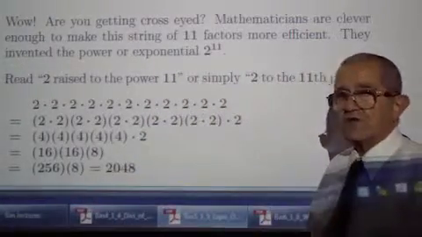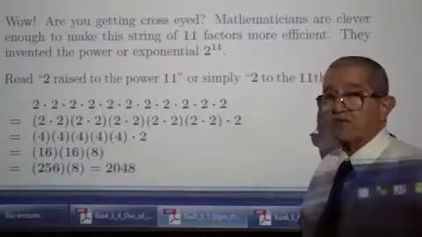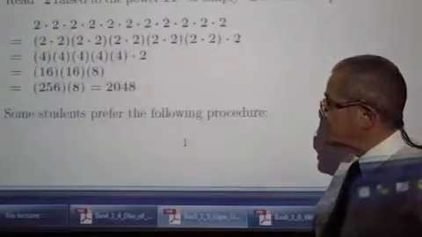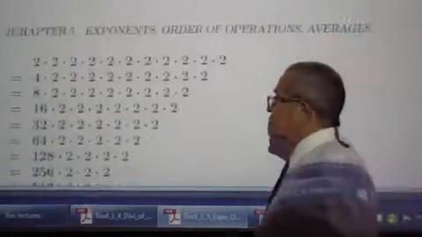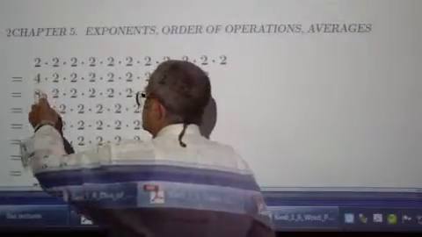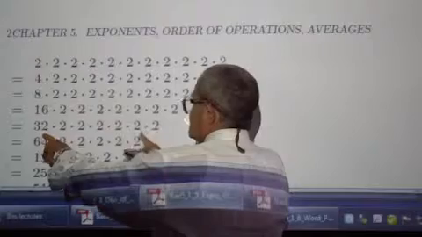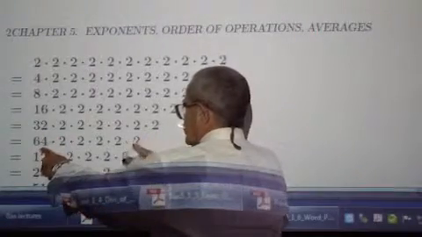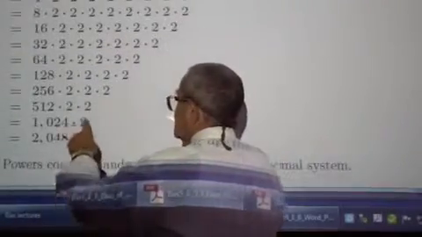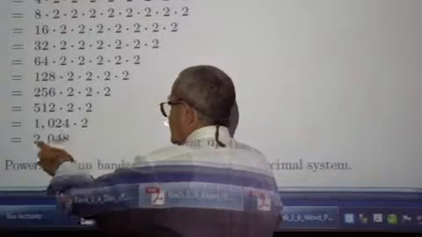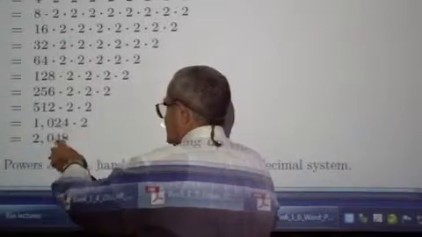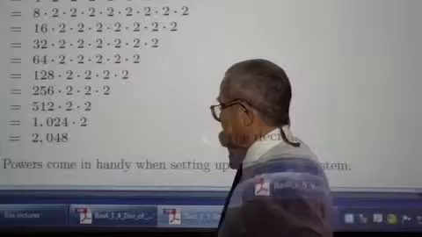That's one way of doing it. That's not the way most students would have done it. Most students would have said 2 times 2 is 4, times 2 is 8, times 2 is 16, and each time you get 1 less. 32 times 4, you have 1 less here, and so on, until you are left with only 1 2 and that gives you 1024 times 2, or 2048.